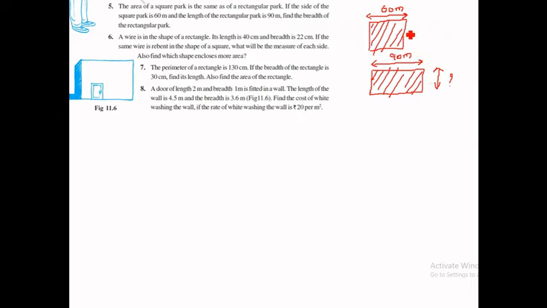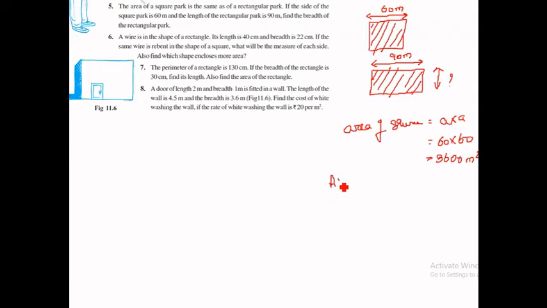So what we can do, first we have to find the area of this square park. So area of the square park, we know that area of square is equal to A into A, that is side into side, and that is nothing but 60 into 60, and 6 sixes are 36, and these two zeros, this meter square. So area of this square park is 3600 meter square.